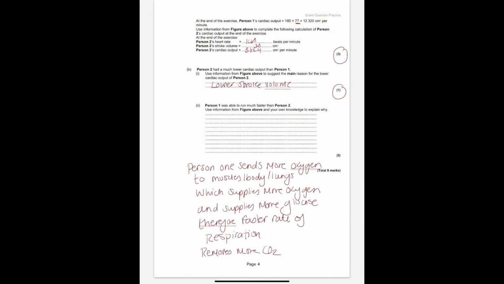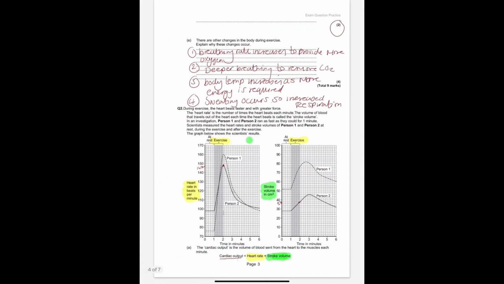And then because respiration is taking place at a faster rate, we can remove carbon dioxide more, which you can see over here. Okay, so this is just a practice exam question that I've gone through with you, and it's on exercise. I'm going to go through my next set of questions, which is going to be on eukaryotic and prokaryotic cells. I hope you have found this useful.